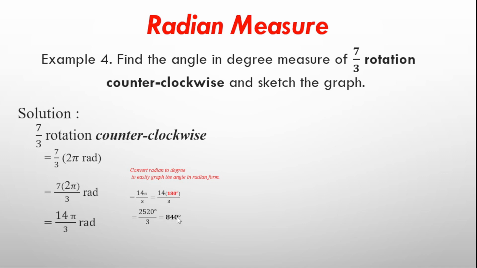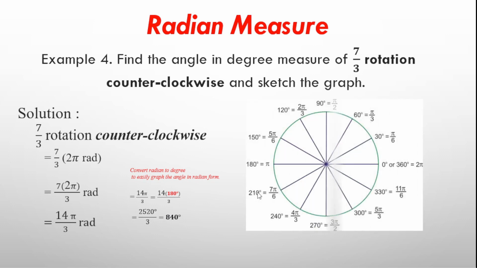And take note that in 840 degrees, there are two full rotations counterclockwise. So as we graph, one full rotation is 360 degrees, and two full rotations is equal to 720 degrees. In radian, that is now 4 pi, because since one full rotation is 2 pi, for two full rotations we add 2 pi plus 2 pi, that is equivalent to 4 pi.